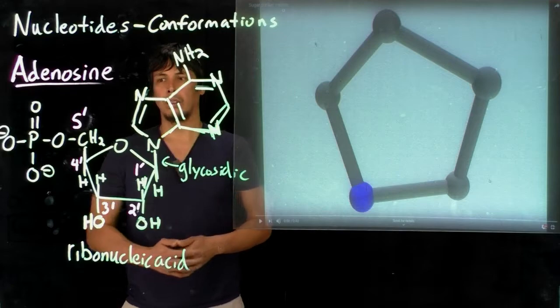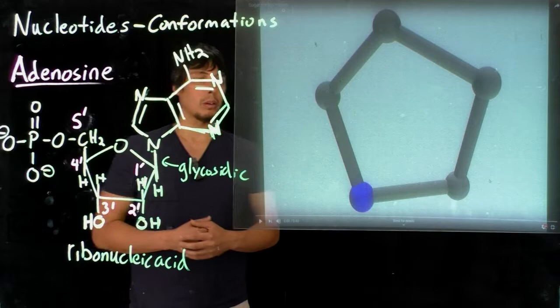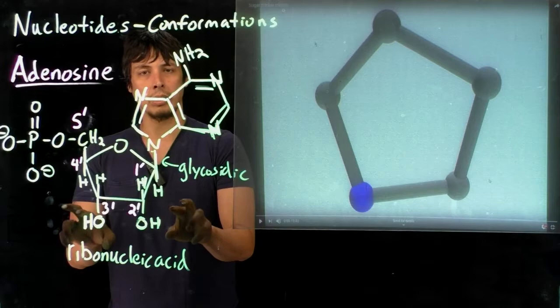Now, there are other places where there can be conformational changes that will eventually affect the macromolecular structure of the DNA or the RNA. In addition to the rotation of the nitrogenous base around the glycosidic bond, there can also be changes in the conformation in the ribofuranose ring.